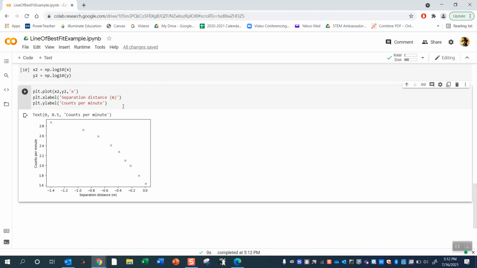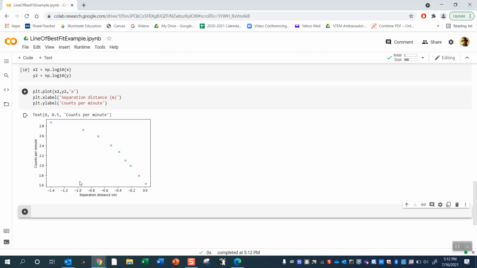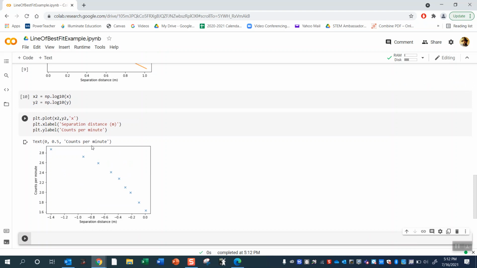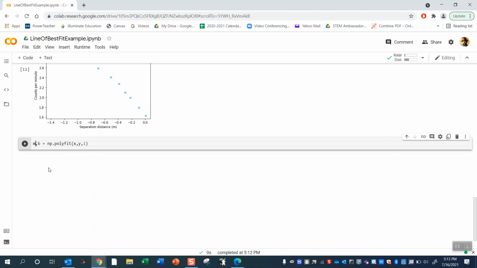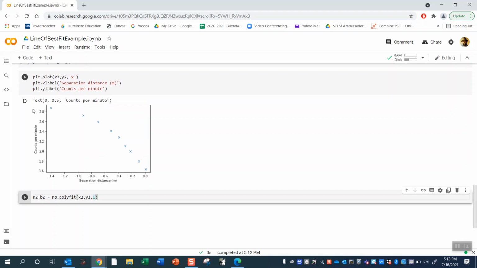Let's go ahead and take the line of best fit for this data. How would I take the line of best fit for this data? It's exactly this polyfit function here. So I'm going to copy and paste this down into here. I'm going to change some of the variable names so we don't just erase the old ones. So I'll call this M2B2 because this is my second polyfit. And I'm fitting the data on X2 and Y2. I'm not doing the original data set. And I am making a straight line fit through this data.